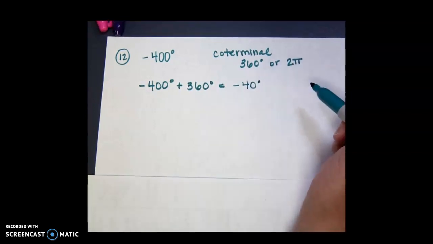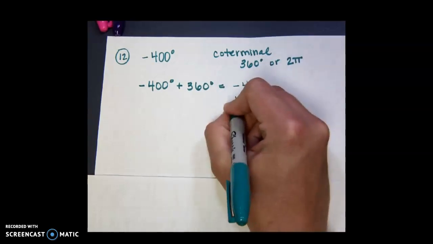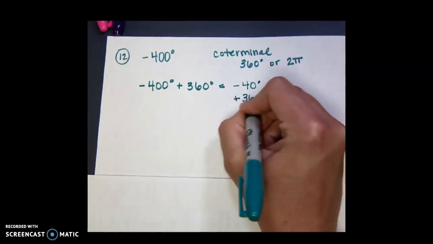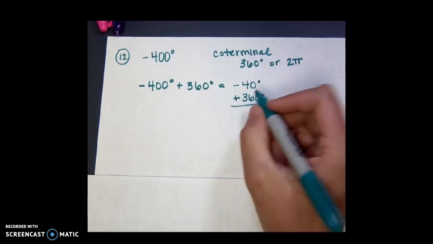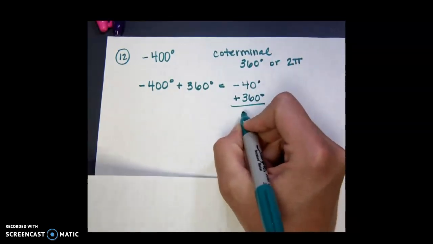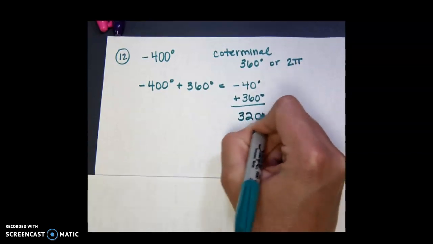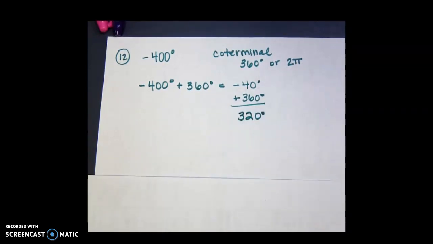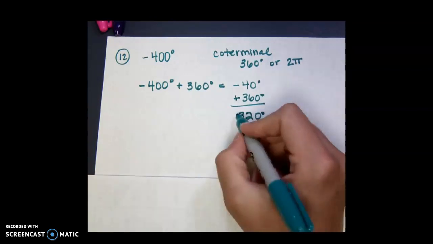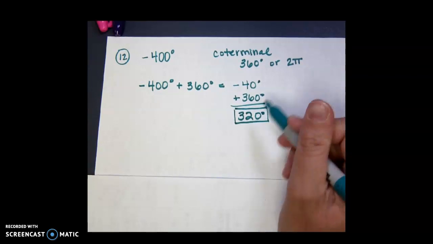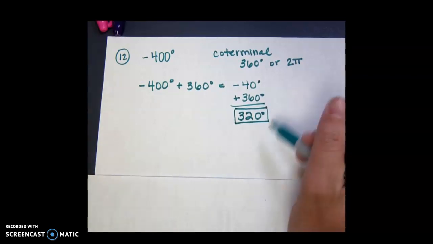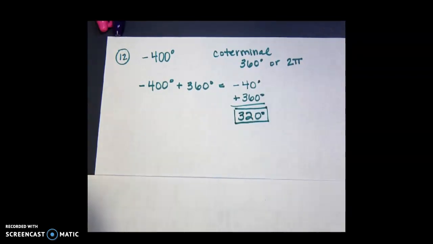This answer is still not on the unit circle or close to the unit circle. So if we add another 360 degrees, we're going to end up with 320. So I know that 320 is not actually on your unit circle. That's perfectly fine, but this does fall between 0 and 360, so it's relative to your unit circle. So this would be your coterminal angle.